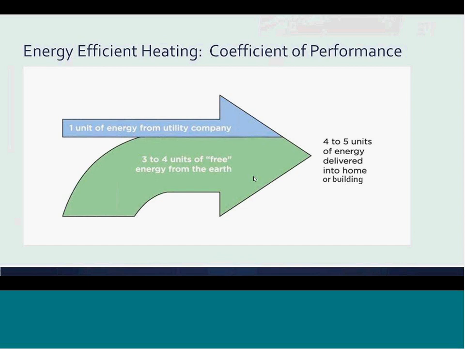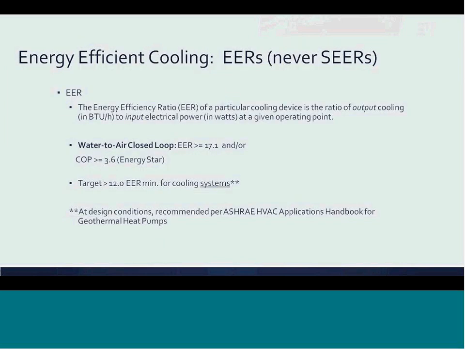Next, let's talk a little bit about energy efficient cooling. When we talk about geoheat pumps and cooling, we use the term energy efficiency ratio, or EER. EER is defined as the ratio of cooling provided in BTUs per hour divided by the power required or purchased in kilowatts. EER, or energy efficiency ratio, is used for air source heat pumps and air conditioners and should never be used when referring to water source equipment. EER may be used to compare systems in 2 different ways.